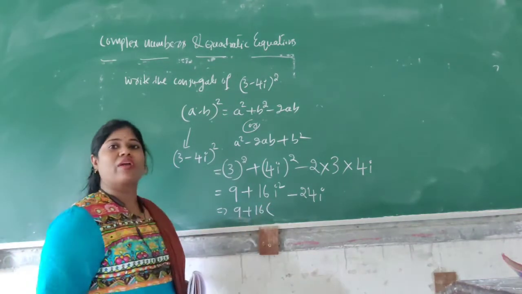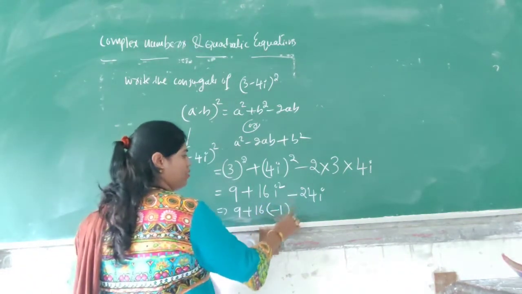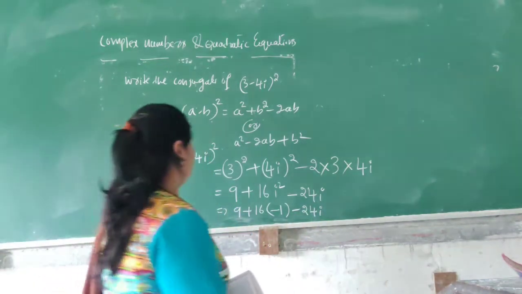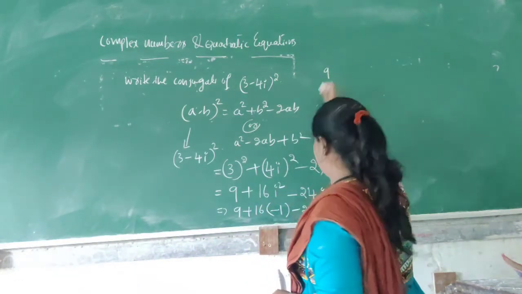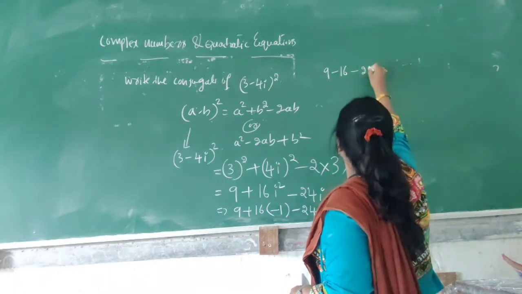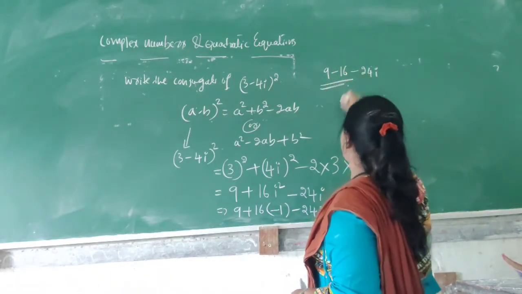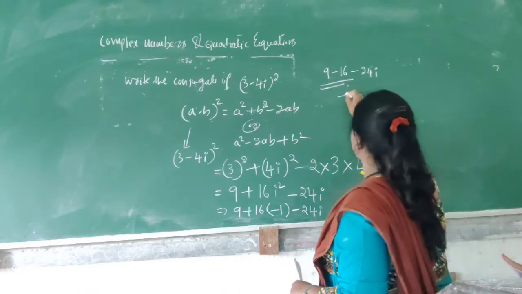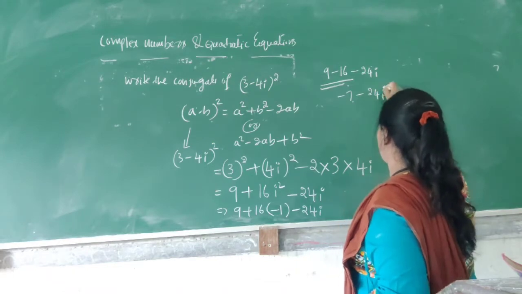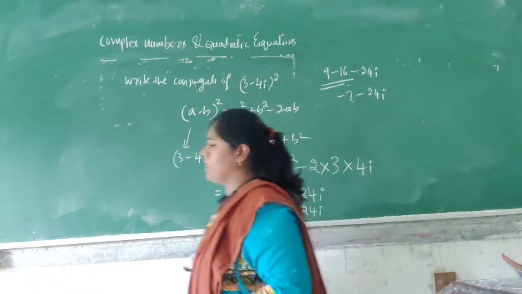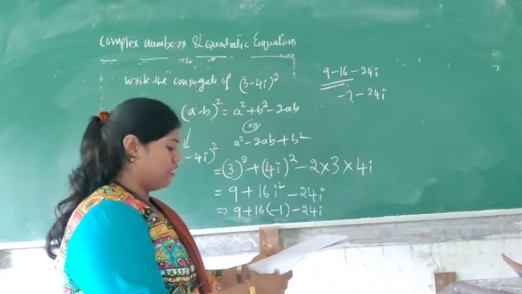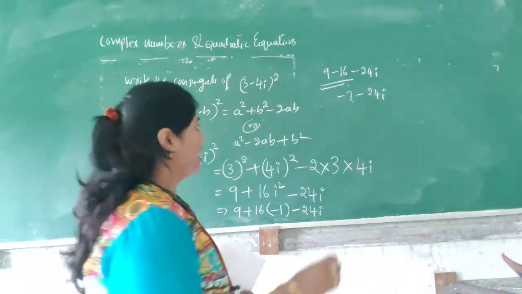What is i square value? I square value is minus 1, no? So it is 9 plus 16 into minus 1, minus 24i. So 9 minus 16 is minus 7, no? Minus 7 minus 24i. This one is the simplified form of (3 minus 4i) whole square. This is z, okay? This one is z.